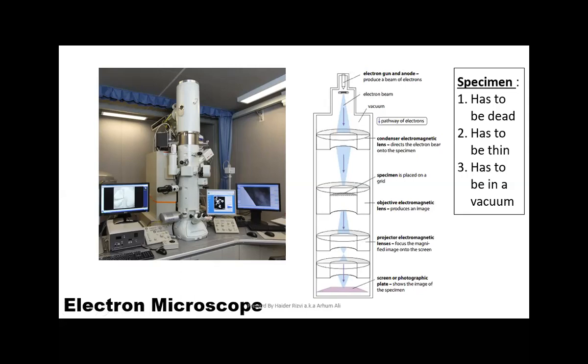So in easy words, in an electron microscope, the image of the specimen is produced through the beams of electrons, and live cells cannot be imaged by this. Always need to put a dead specimen.